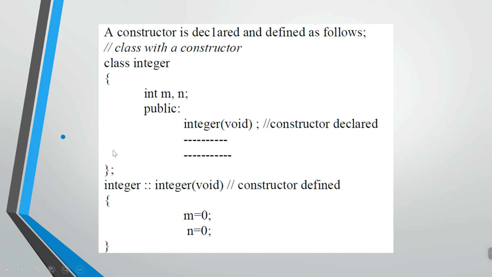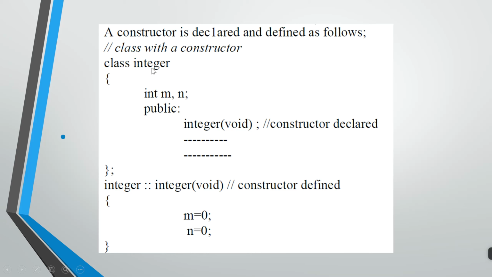So here, this is how we declare a constructor. This is how we define a constructor. In order to define a constructor, we can go outside: class name, scope resolution operator, name of the constructor with the parameter. Here there is no parameter. Since there is no parameter, we mention void over here. So here m is assigned to 0, n is assigned to 0. So the purpose of this particular slide is to mention how we are going to declare a constructor inside the class.